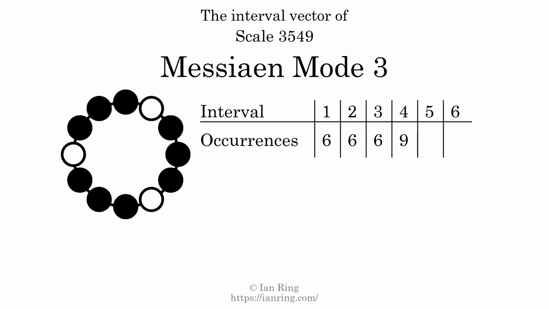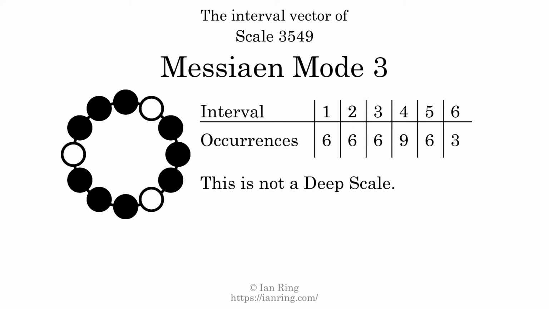There are 9 intervals with the size of 4 semitones. They are here, here, here, here, here, here, here, here, and here. There are 6 intervals with the size of 5 semitones. They are here, here, here, here, here, and here. There are 3 intervals with the size of 6 semitones. They are here, here, and here.